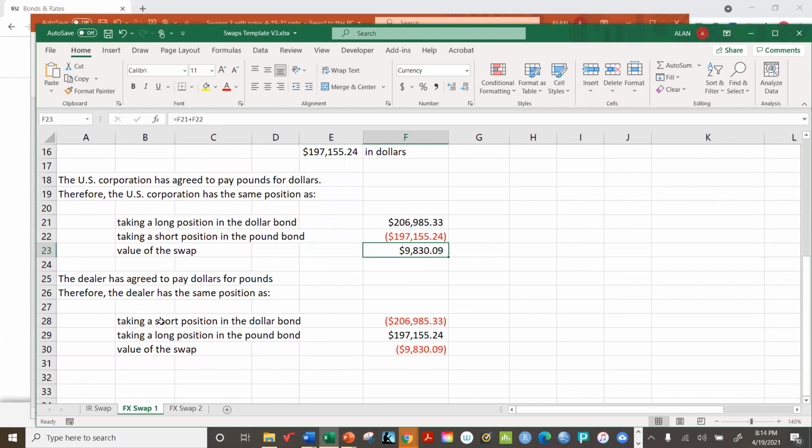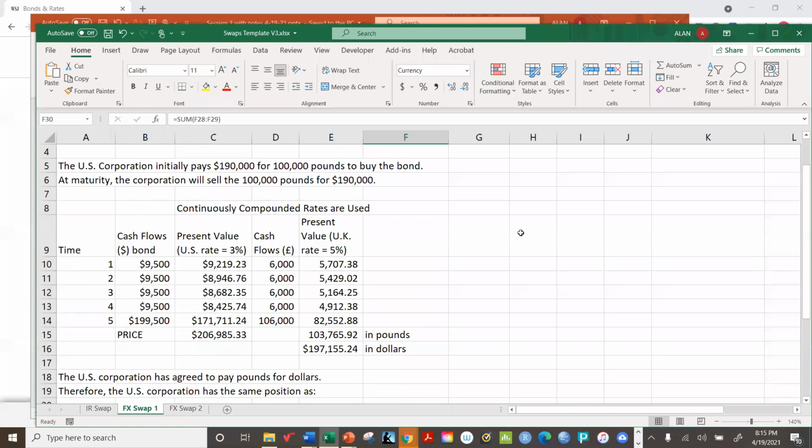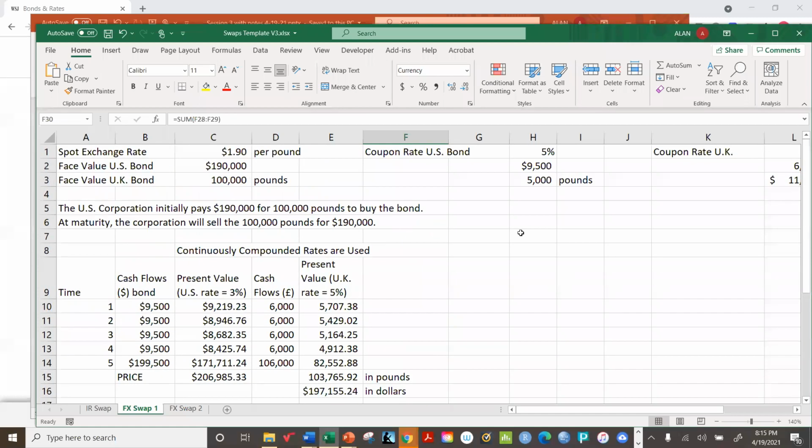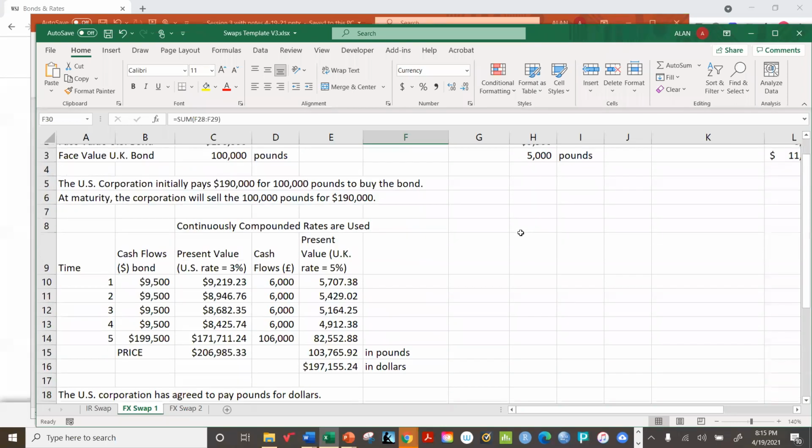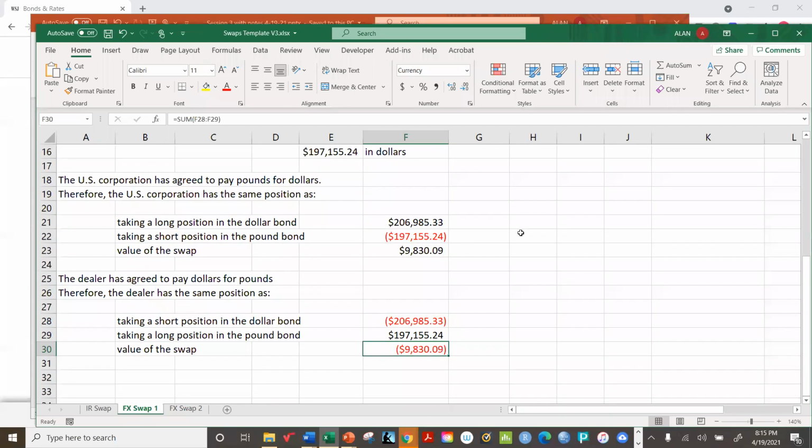The dealer is just the opposite. We don't have to do anything else. We just reverse these first two, and you can see that for them, the value is negative 9830.09. So by treating this currency swap as the exchange of a domestic bond for a foreign bond, we've come up with the correct price of 9830.09.